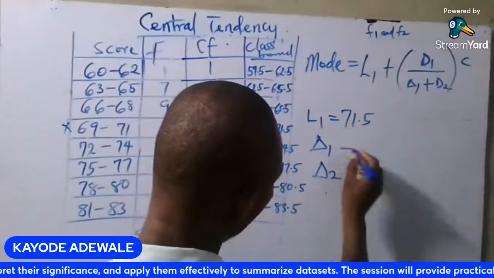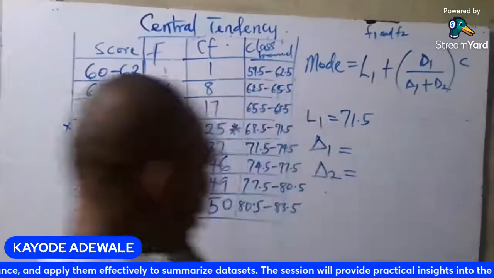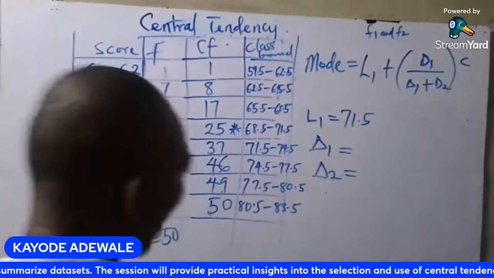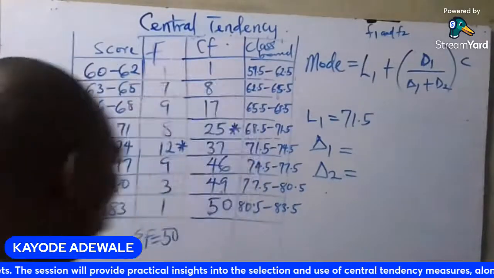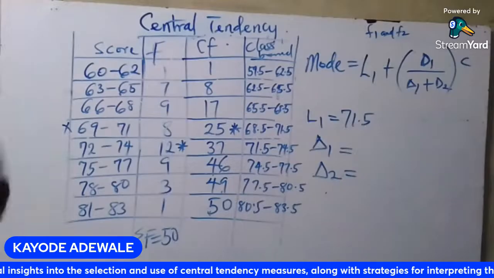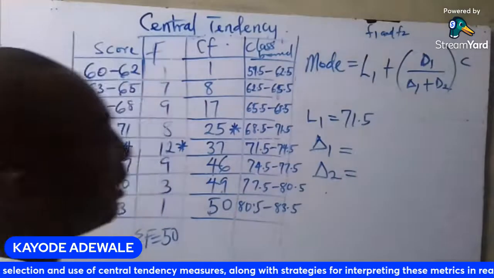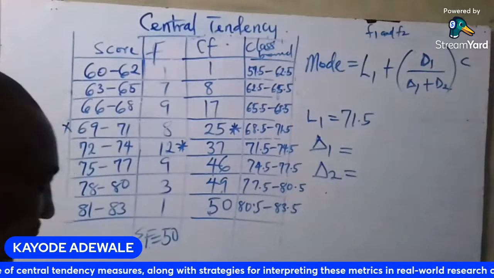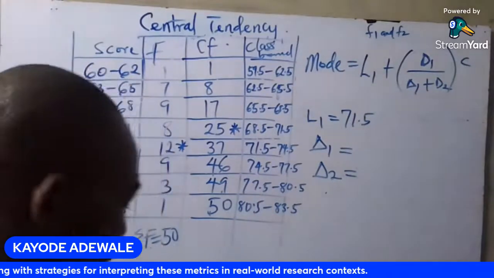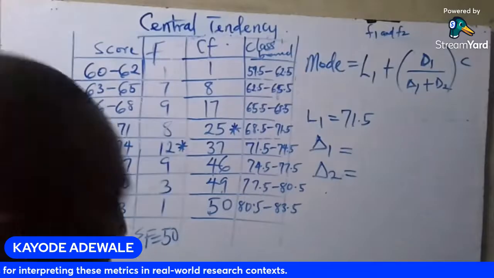Now the next thing is, what is your D1? What is your D2? In some textbooks, like I said, they can use F1 or F2. Whatever you use, it still means the same thing. So what is your F1? Your D1 simply means the difference between the modal class frequency and the frequency of the next lower class.